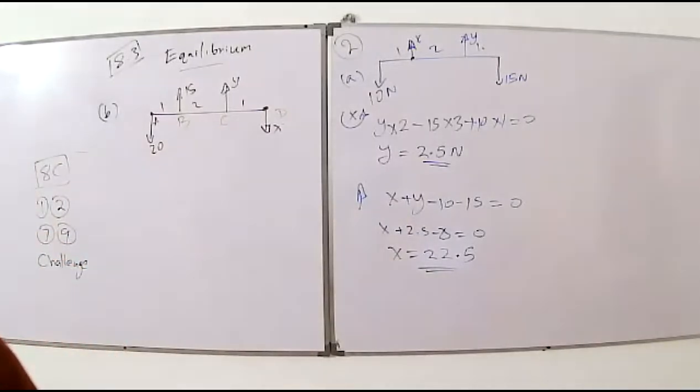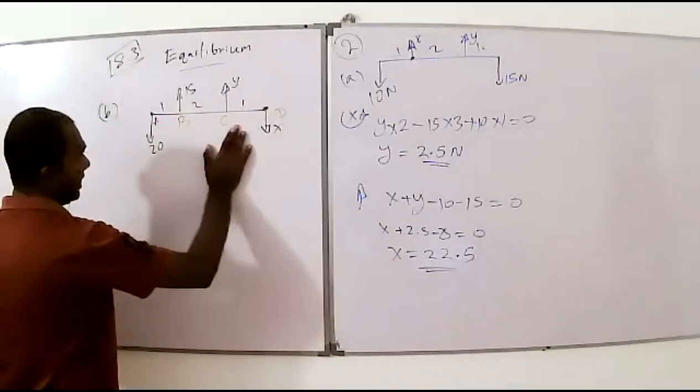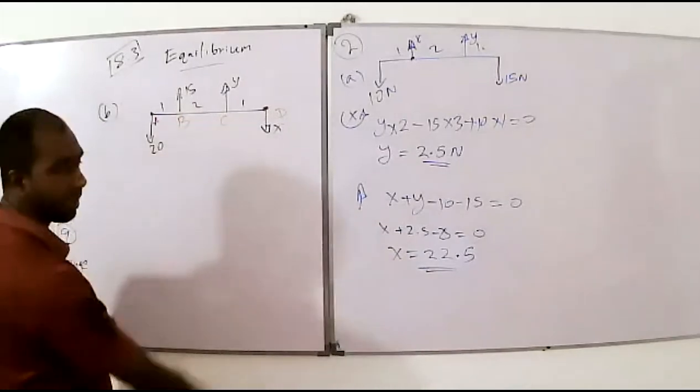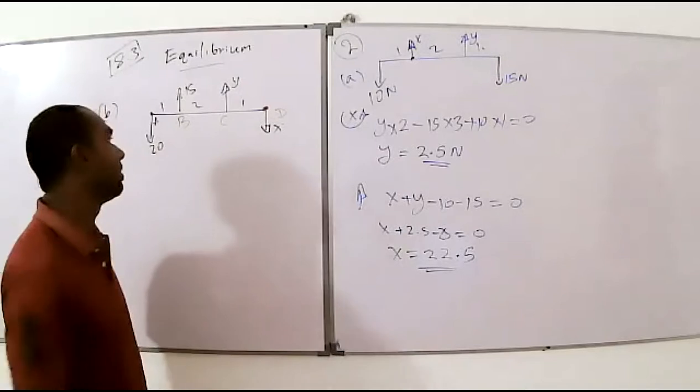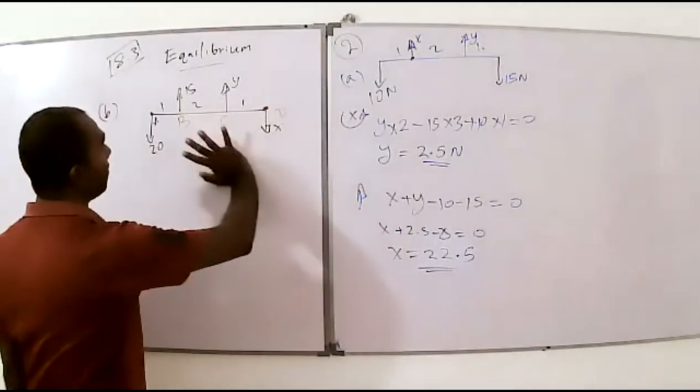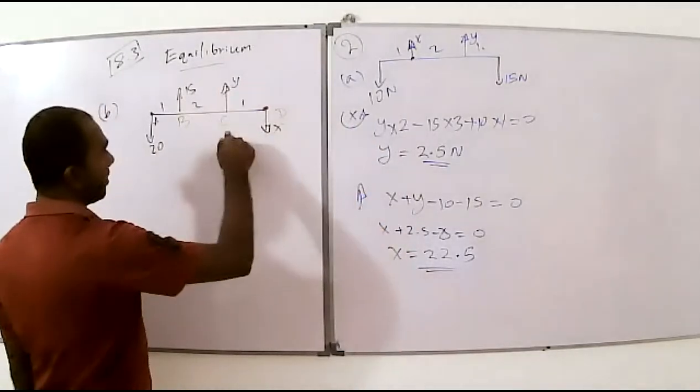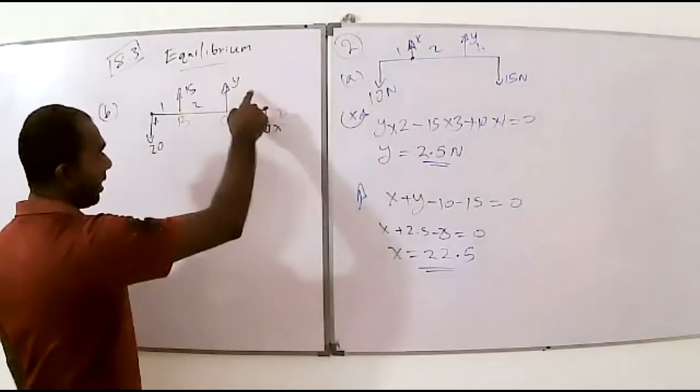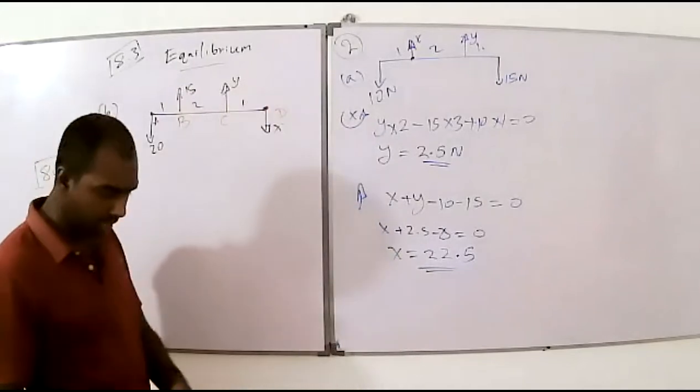Rather than doing that, I am always trying to take moments in such a way that I can cancel off one of the forces. So I am going to take moments around C. So I will have only x, not y. Y is not going to come.